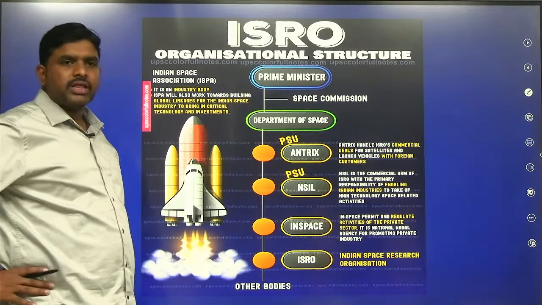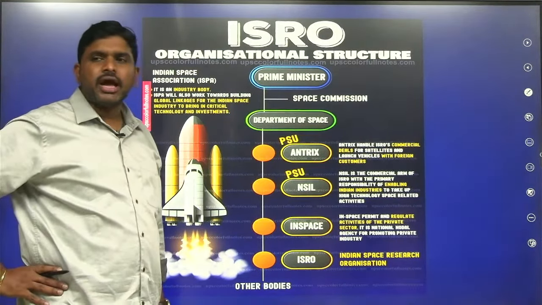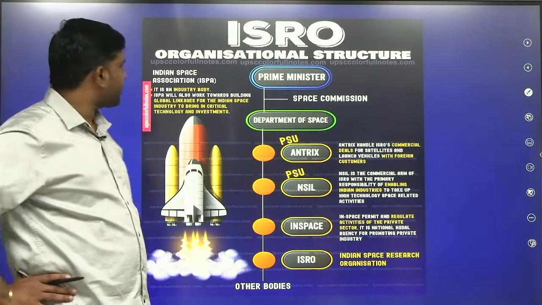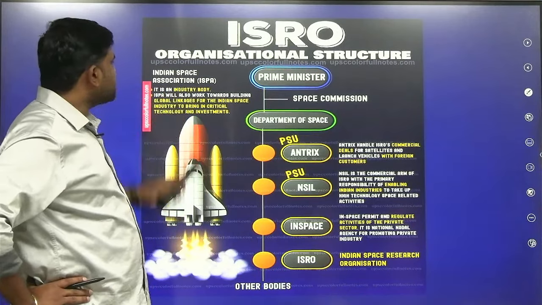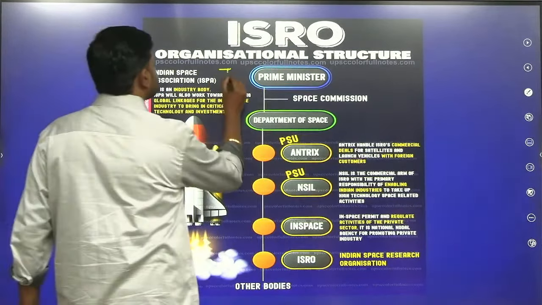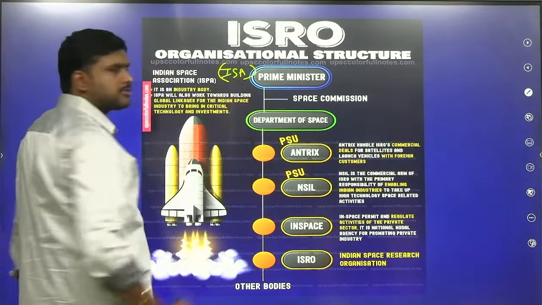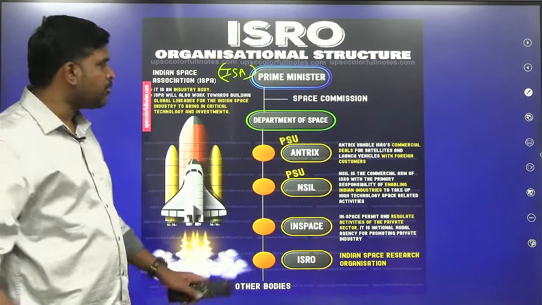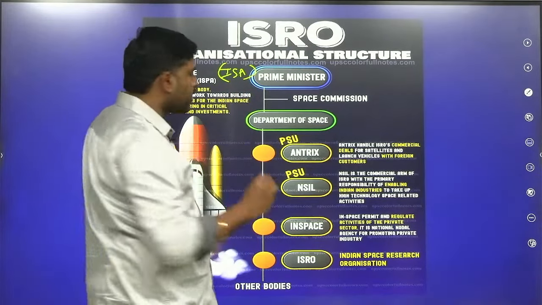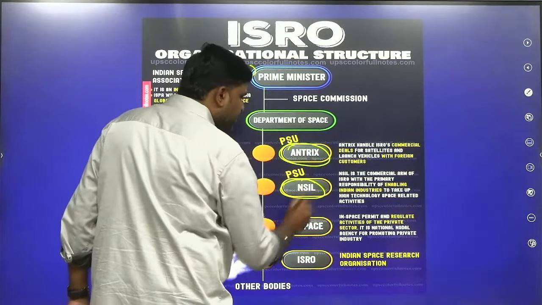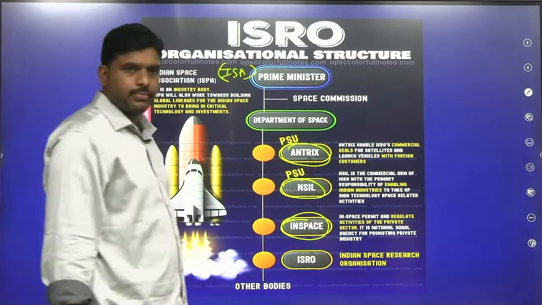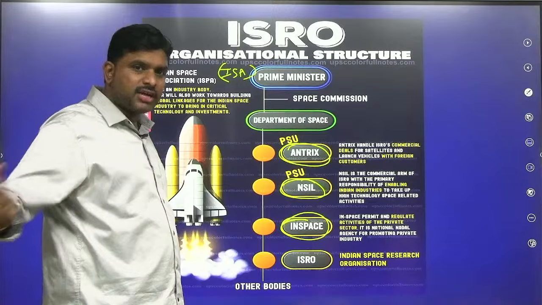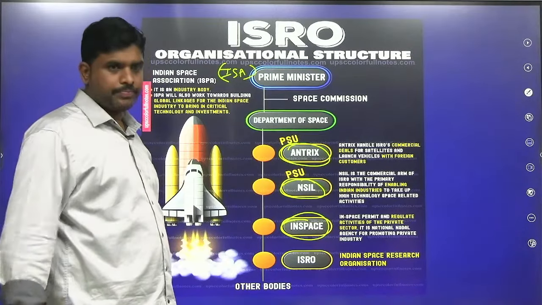ISRO comes under the Department of Space, and the Department of Space is headed by the Prime Minister. It has the Indian Space Association, ISA. There are bodies. One body is called ISA, Indian Space Association. Four bodies are there: ISA, Antrix, NSIL, IN-SPACe. Understand this. Four organs are there under ISRO.